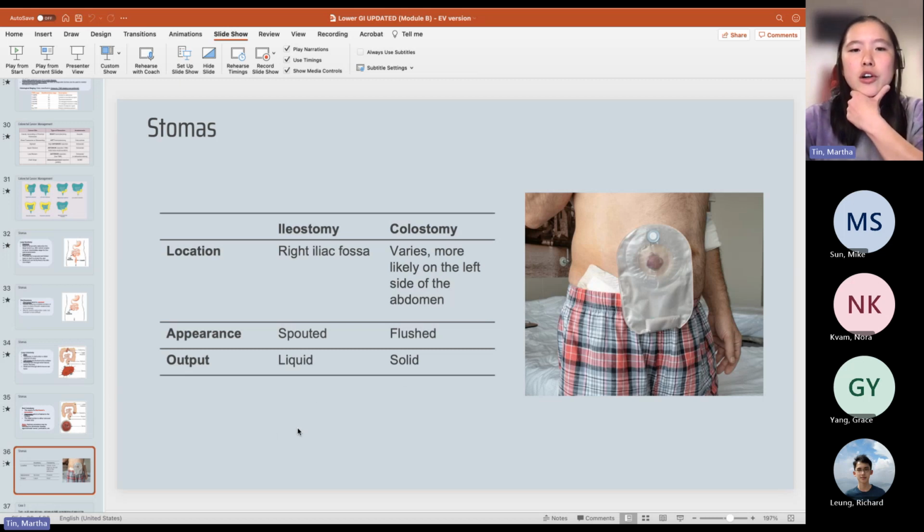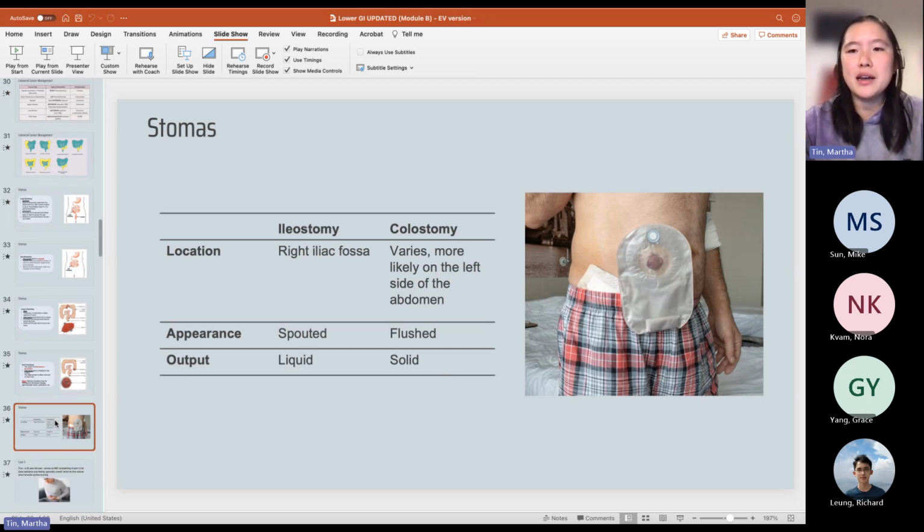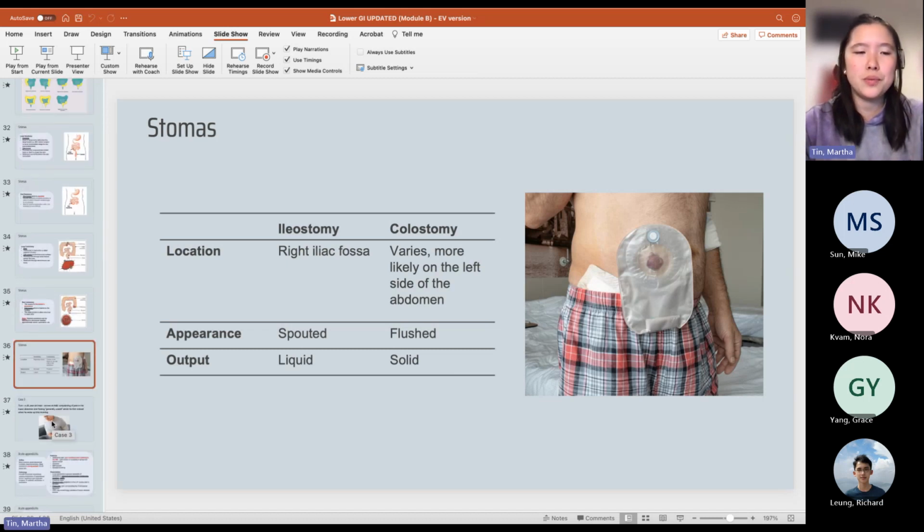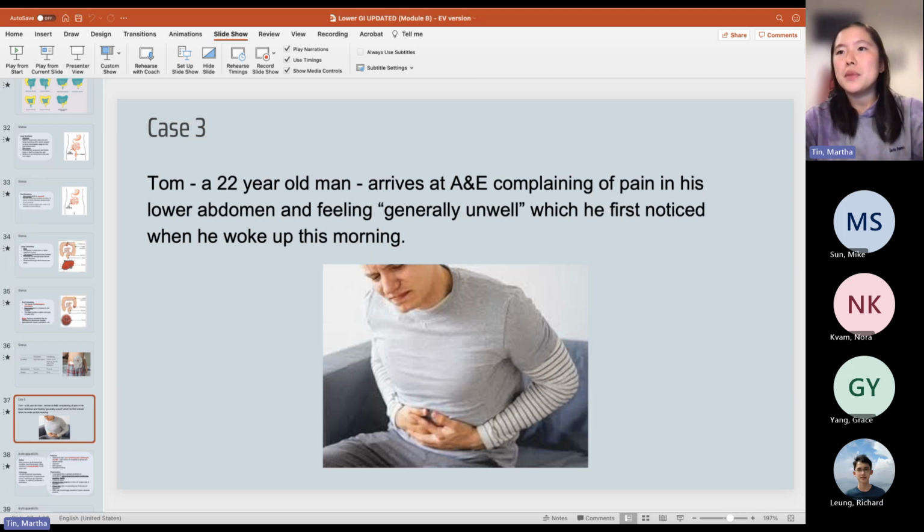And like I mentioned earlier, the output in the bag is going to be liquid in the ileostomy and solid in the colostomy. So if, say, you're in an OSCE, you are asked to do an examination of someone's stoma, even though I think it's unlikely to come up, it is always helpful to comment on the contents inside the bag, if there are any, and how well formed it is. Cool. So let's move on.